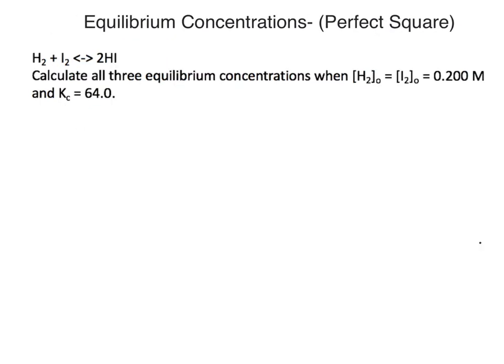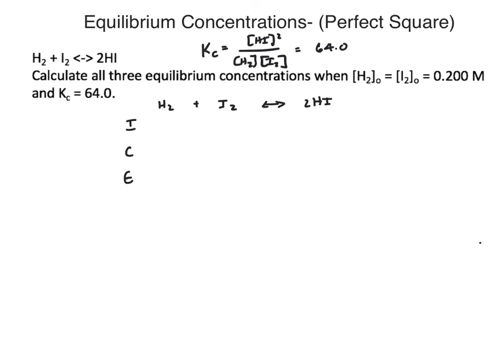So we're going to calculate the concentration of our reactants and products at equilibrium when given our initial concentrations of our reactants, as well as our equilibrium constant in a balanced equation. Okay, so we're first going to start our problem out by writing our equilibrium expression. So we have our equilibrium expression here, and now we're going to set up our ICE table so that we can figure out our values for our equilibrium concentrations.